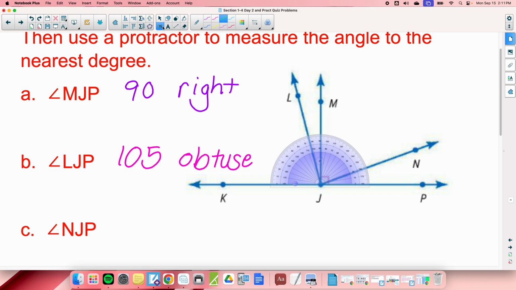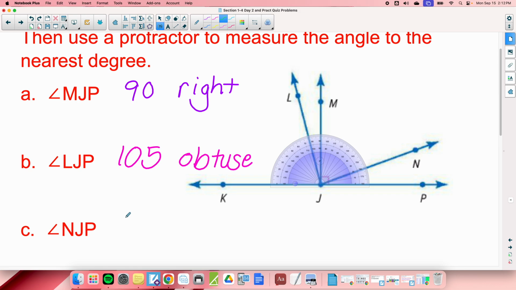Now let's look at NJP. Here's N, here's J, here's P. This goes through, do you agree it's either 20 or 160? Which one makes more sense? 20, because this is a small angle. About 20 degrees. And by the way, if it's 20 and you said 25 or 15, as long as you're in that ballpark, like 5 degrees less or 5 degrees more, you're fine.